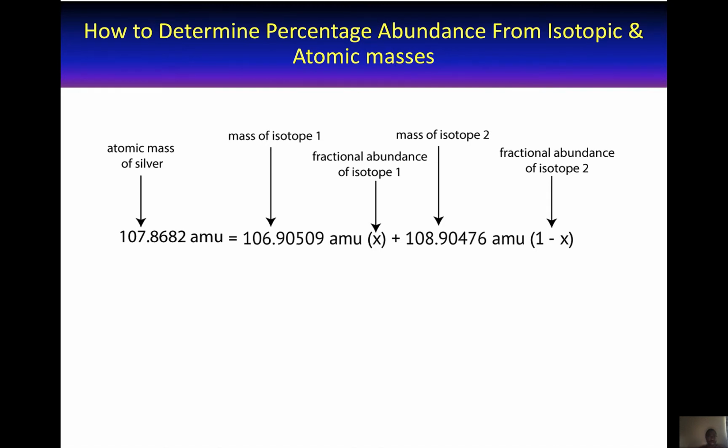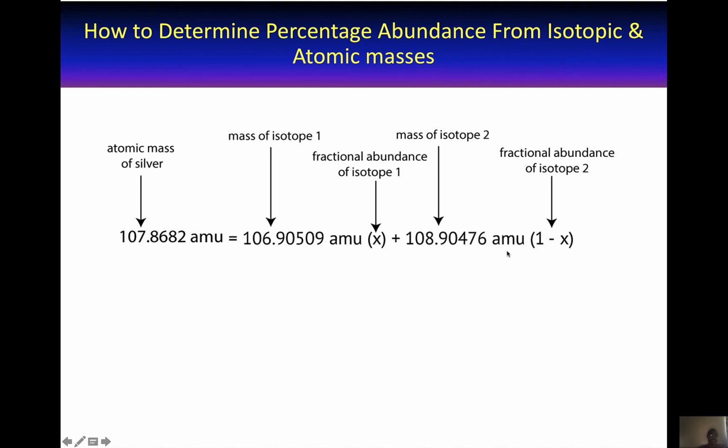The atomic mass of silver, we look it up from the periodic table. When I looked it up, it is 107.8682 AMU. And the mass of isotope 1 is given in the question. But now we don't know the fractional abundance, so we say the fractional abundance of isotope 1 is represented as X. So we multiply the mass of isotope 1 by the fractional abundance X. Then we add the result to the mass of isotope 2 times the fractional abundance of isotope 2.